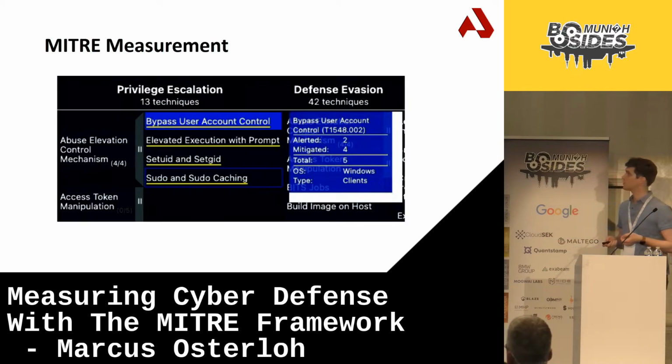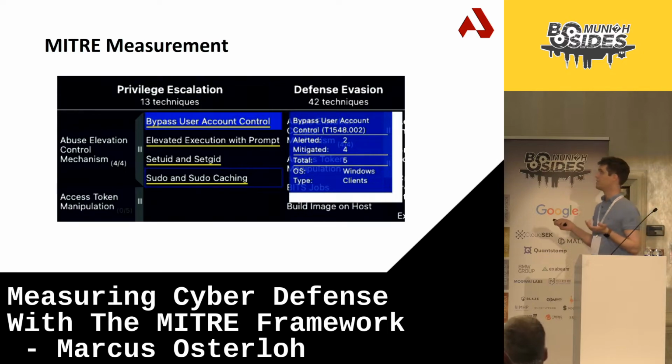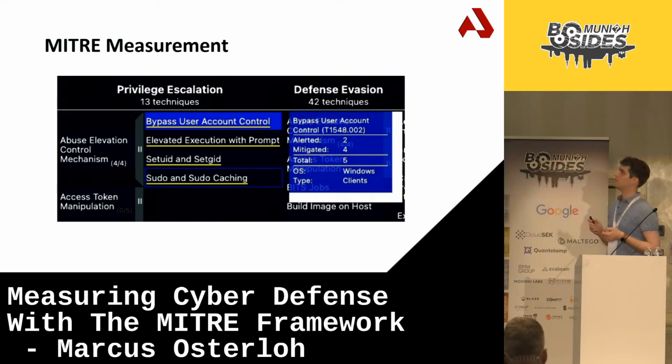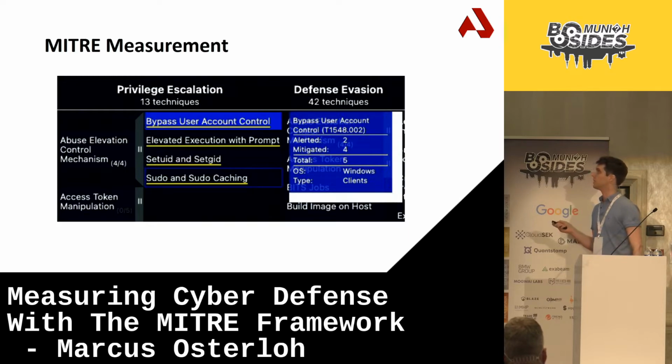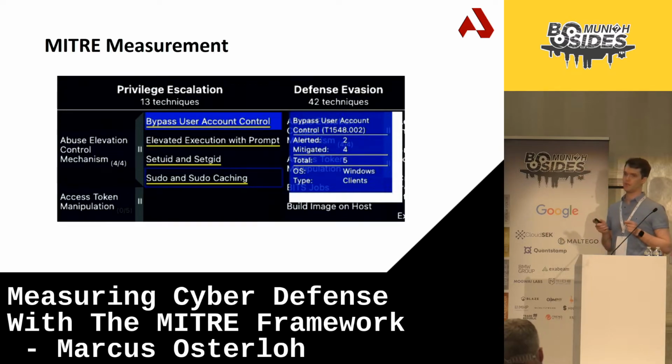So how to express this in numbers, for instance? We can use MITRE with the metrics and say we have a technique here. We have modeled, in general, 5 tests like this. We are mitigating 4 of them and alerting only 2 of them. The goal should be to mitigate and alert all 5 of them, but sometimes it's simply not possible because you have way too many false positives.